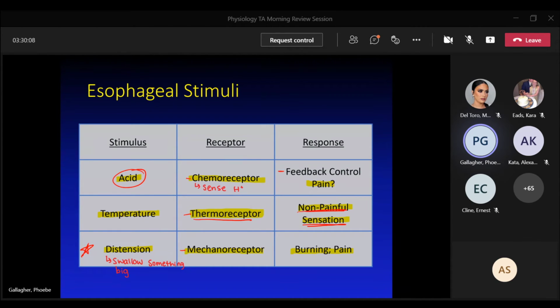And then lastly, it's actually distension that can cause burning and pain. If you were to swallow something that's really big, it's going to trigger the mechanoreceptors, because remember, mechanoreceptors respond to stretch, and something that's really big will distend your esophagus significantly. So that's actually going to cause burning and pain. And I'm sure we've all experienced swallowing something that's too big and then it hurts going down.